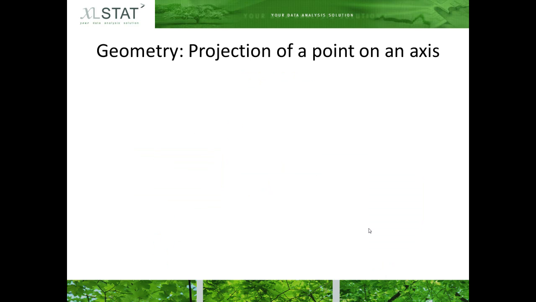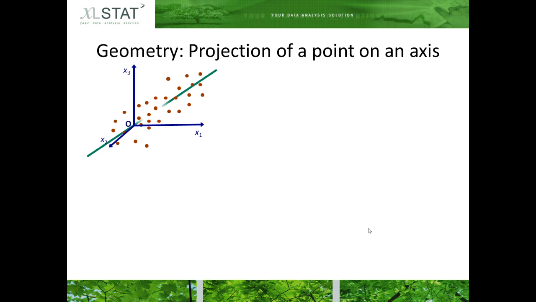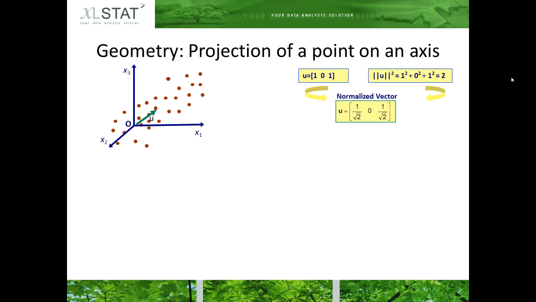So let's go back to geometry and look into the projection of a point on an axis. So here we have a 3D space and we have a cloud of points. And if we want to select a new vector, for example, that one, the vector u, and here are the coordinates of the vector u, and we can get the normalized vector. So then we can project any point on this vector. So here we have pi, and we project it here on the axis. So it's orthogonal here.